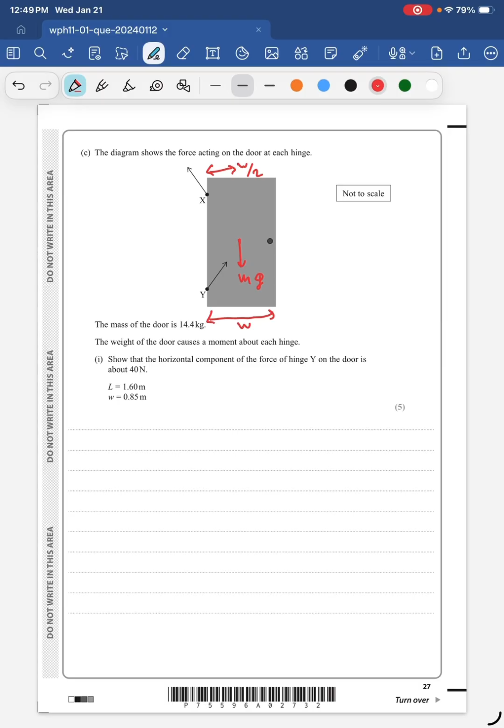Let me think. The mass of the door is 14.4. Okay, so we can write that.